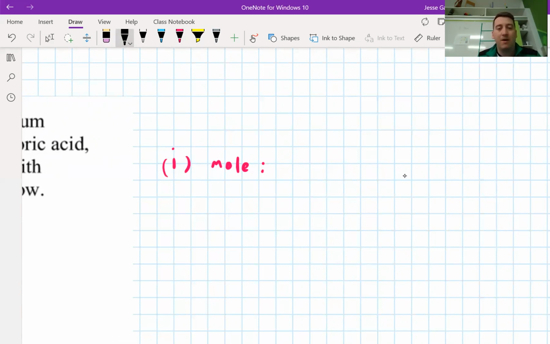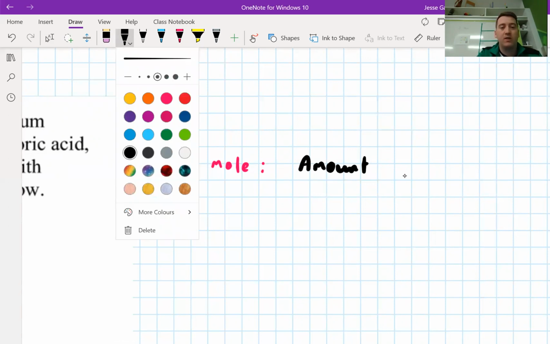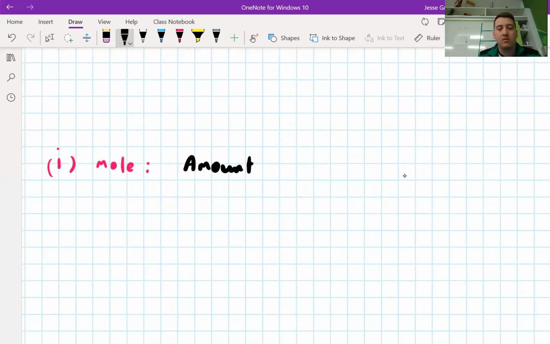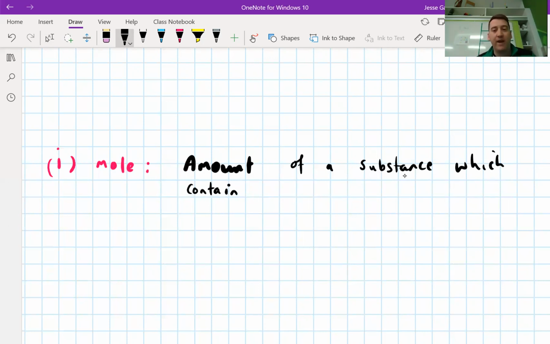So first of all, what is a mole? A mole is just an amount of a substance, and it can be any substance, of a substance, which contains a very specific number of things. So we could have a mole of eggs, you could have a mole of potassium hydroxide, you could have a mole of oxygen, but it contains a very specific number of things.